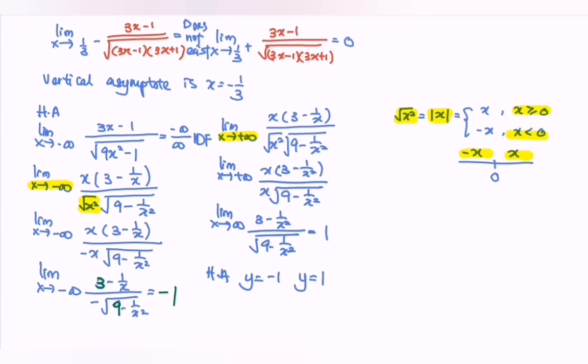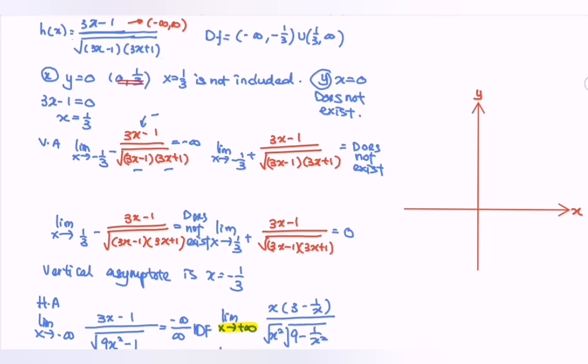So let's sketch the graph. Kindly refer to the domain, where negative 1 over 3 is not included, and also 1 over 3. So let's say here we have negative 1 over 3, and here we have 1 over 3. Continue. Refer to the x and y intercepts. As we all know, the y-intercept does not exist. We have the x-intercept 1 over 3, 0, but it is not included.